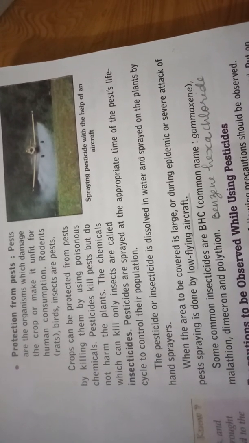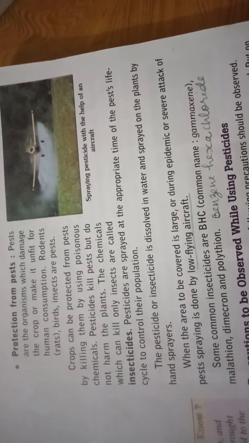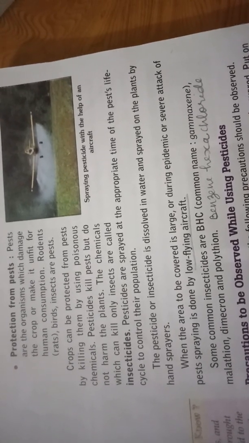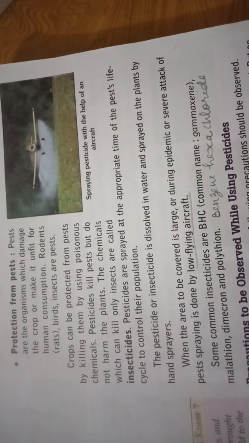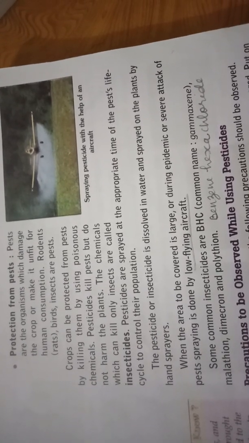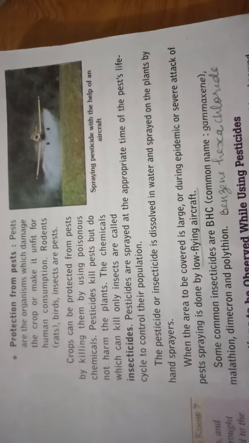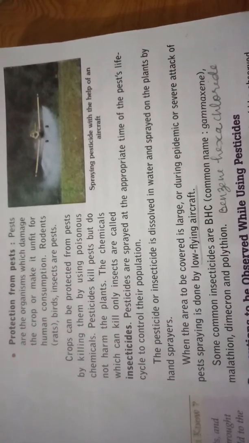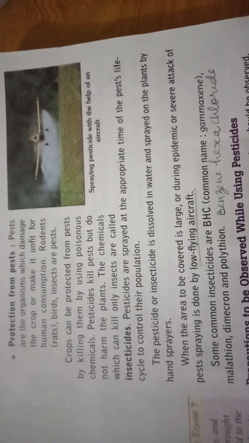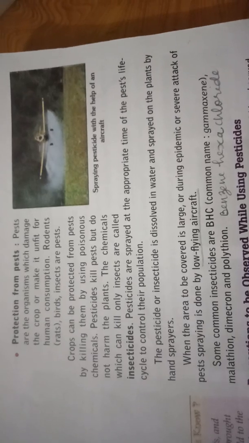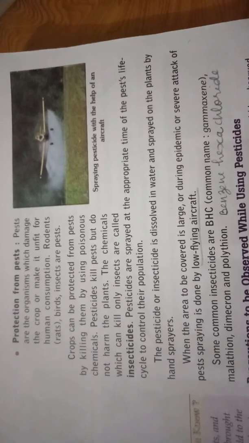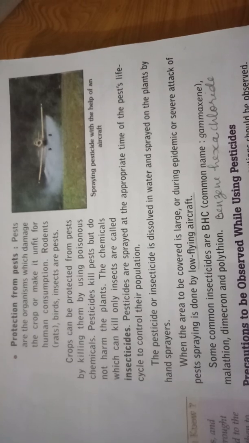So these pesticides are sprayed at regular intervals, okay, so that the pest life cycle is controlled, because as you all know, they have a definite life cycle. So it is very important to spray them regularly at equal intervals so that their life cycle is stopped. Okay. Now the question arises, how they are sprayed. The pesticides and insecticides are dissolved in water, and then they are sprayed on the plant with the help of sprayers.